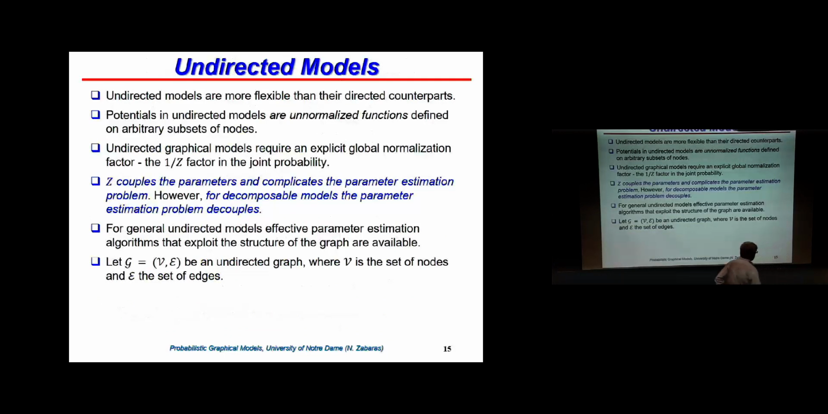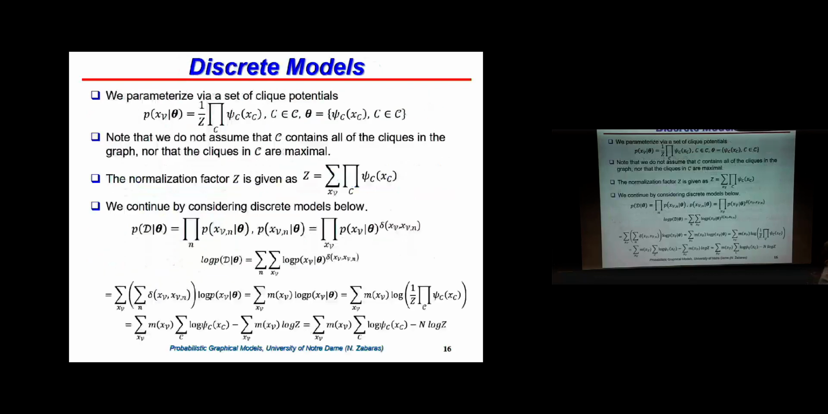Okay, so we're going to go back to the problem we were discussing on Tuesday, and try to see how we actually can do MLE on undirected graphical models. We will see the problem does not decompose. It is a little bit complicated, mainly because of this normalization factor Z that couples all the parameters in the graph. Again, fully observed data sets.